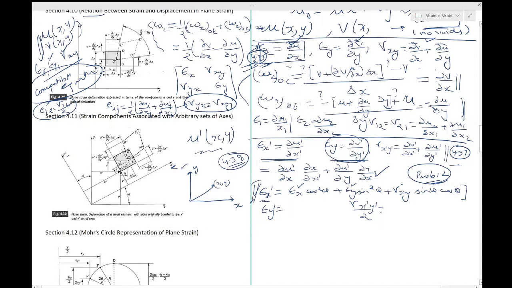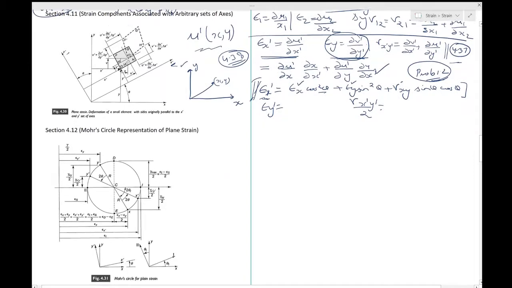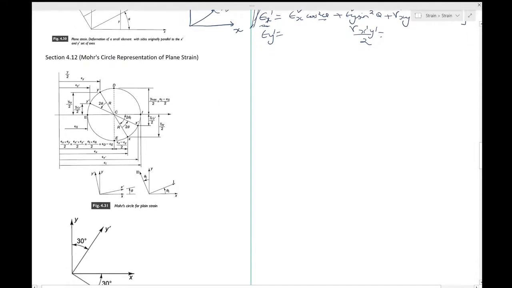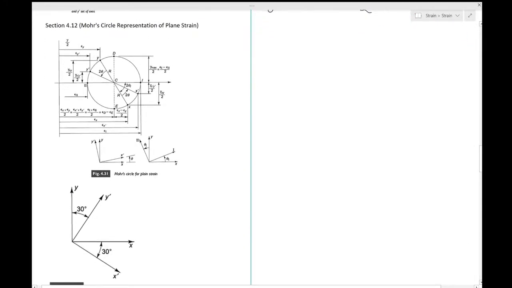Okay, so this is something which you had done similarly in the case of stress, and now you have seen how it can also be done for the strain. So theta is this rotation which is happening for the coordinate system. Okay, fine. So that sort of takes care of the rotation of the strain.